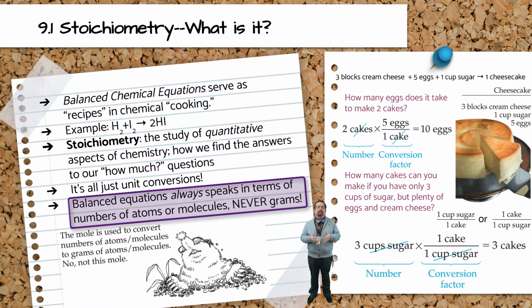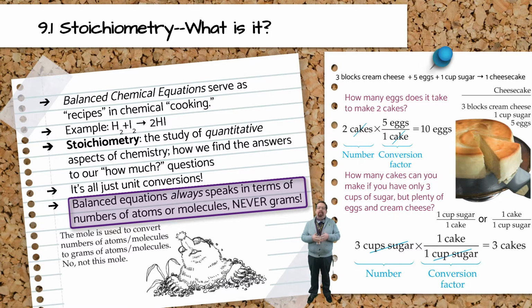In chemical equations, or this recipe even, the numbers in front of each reactant or product, the coefficients, tell us how many atoms or molecules of each substance are involved in this process. It's important to remember that those numbers don't speak in terms of mass of those substances, only the number of particles. Perhaps we were told that we had 24 ounces of cream cheese.